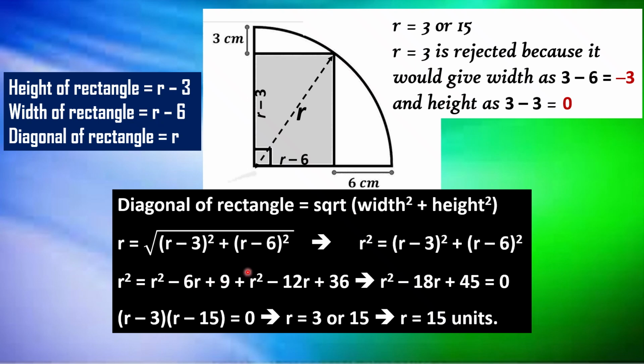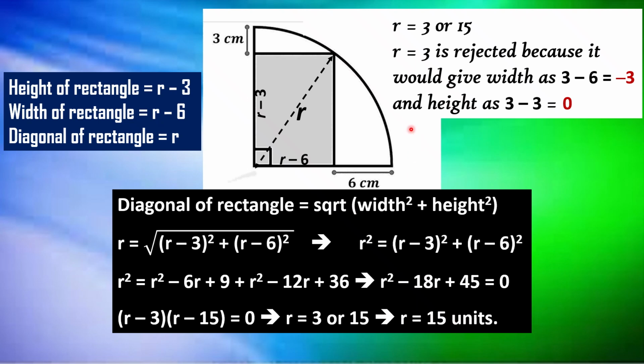So r square equal to r minus 3 whole square will give you r square minus 6r plus 9, and r minus 6 whole square will give you r square minus 12r plus 36. So r square minus 18r plus 45 equal to 0. Factorize: r minus 3 into r minus 15 equal to 0, r equal to 3 or 15. But we reject the value 3. We will take r equal to 15.